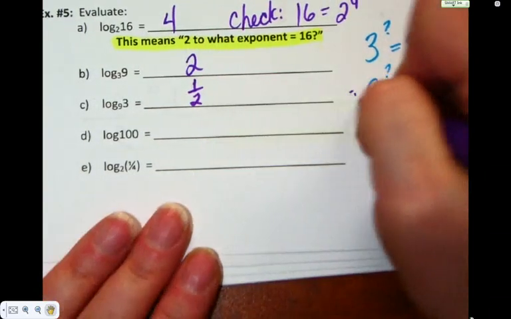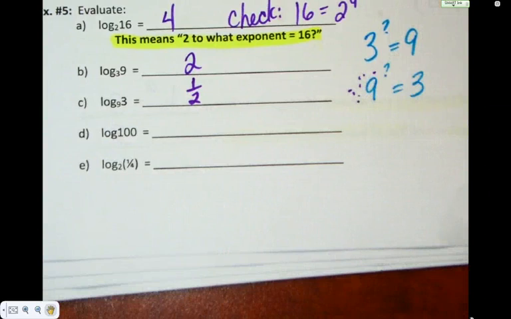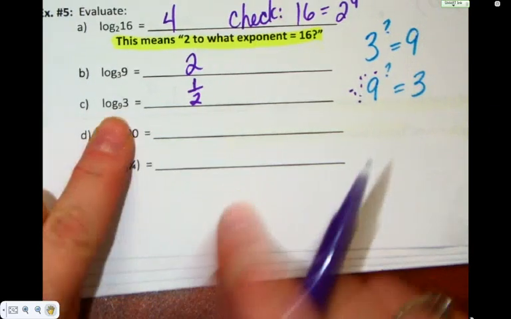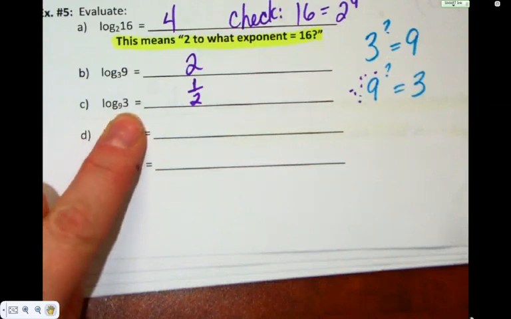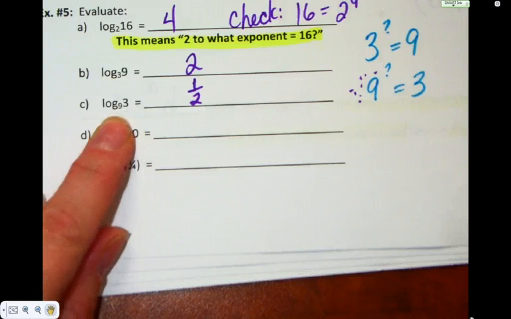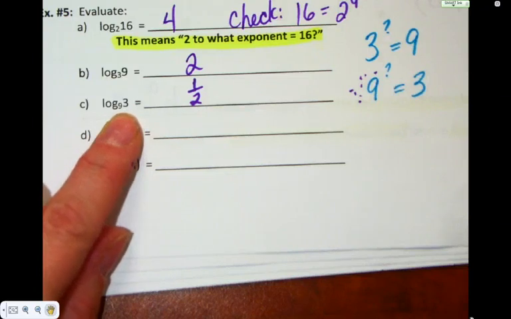Okay, so in your brain you're like, ooh, square root is a half. I'm just going to repeat that sentence in case you're a wordy person. If the base is larger than the answer, the exponent is a fraction.